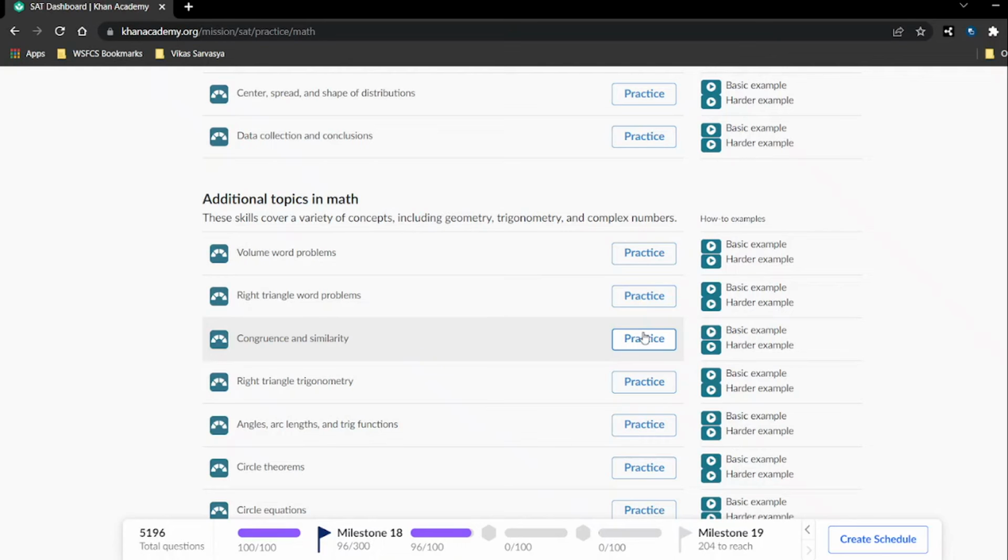Hello and welcome. Today we're going to be looking at congruence and similarity in triangles. This is part of the additional topics in math, which covers geometry and trigonometry as well as some complex numbers. As always, we're going to be looking at 5 questions. We're going to explain them and look at the intricacies in this topic to help you ace the SAT math portion.